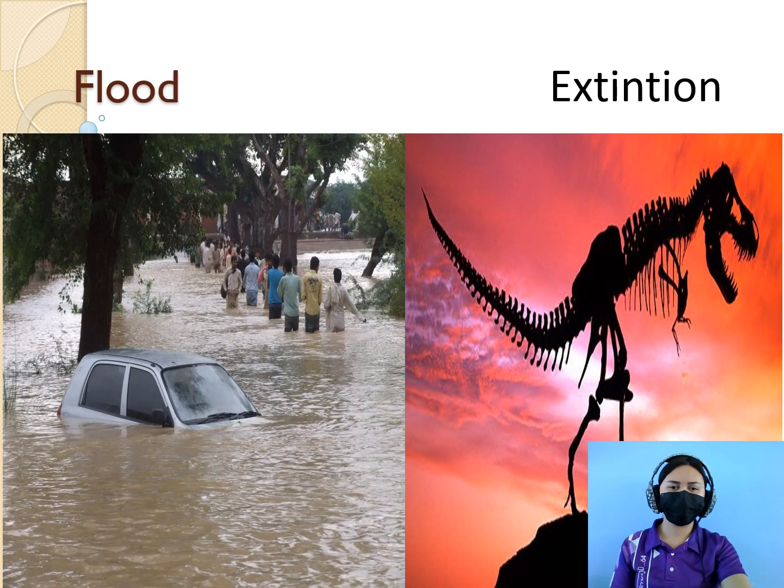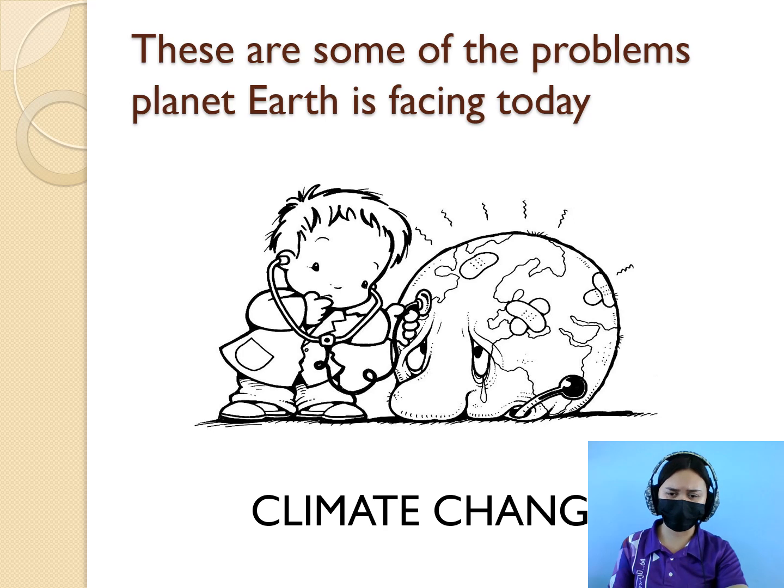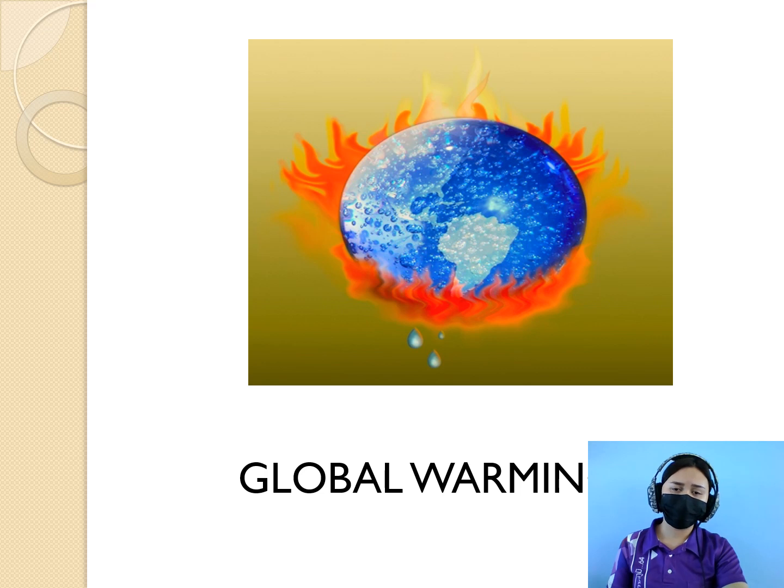Flood, extinction. So these are some of the problems planet Earth is facing today. We're living on planet Earth, and we all know these problems. So let's see. Climate change. Global warming. It's so sad. You see, the Earth is on fire. What does it mean? The planet Earth is hot.